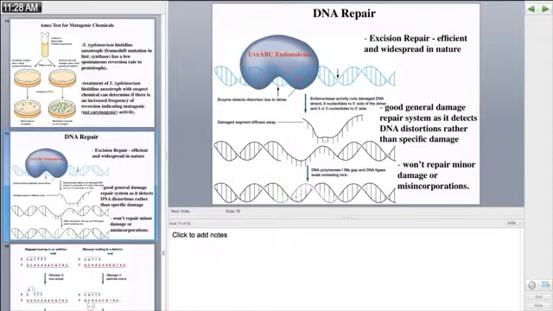So the UVR-ABC system finds that bump in the DNA, it finds that distortion, it removes a section of the DNA, and then a DNA polymerase 1 actually fills that back in. So using the other strand as a template, the lesion is repaired, the thymine-thymine dimer is gone.